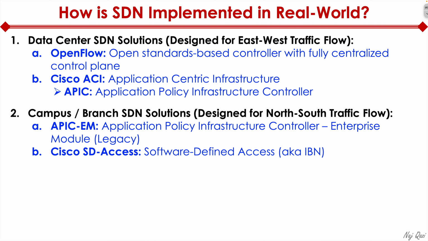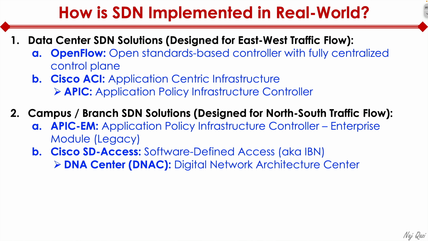But that was legacy. It's now called Cisco SDA, or Software Defined Access. And sometimes it's also referred to as IBN, or Intent-Based Networking. And at the heart of SD Access is DNA Center, or DNAC. And DNA stands for Digital Network Architecture. It's a marketing term used by Cisco for the campus controller. So DNA Center is the controller. So what APIC does in ACI is what DNA Center does in SD Access.